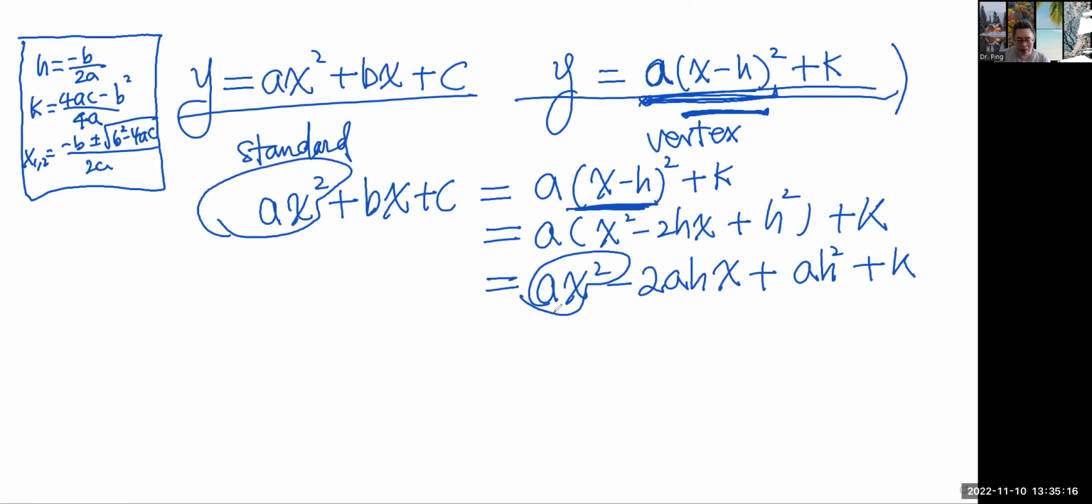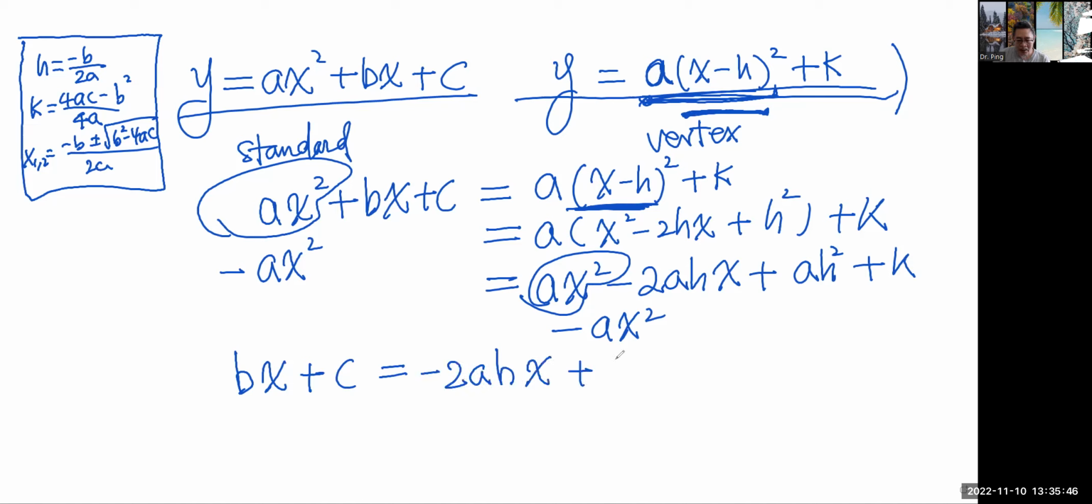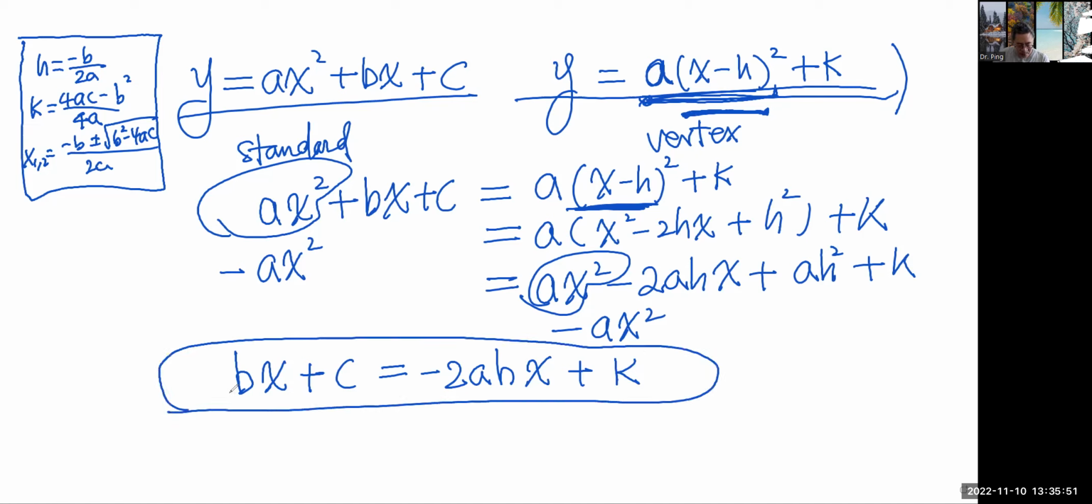So we can eliminate it by subtracting exactly the same thing on both sides. Remember, we're doing algebra. The essence of algebra is that if you do an operation on one side, you have to do exactly the same on the other side of the equation, and then the equation is still true. So now we end up with this: bx plus c equal to minus 2ahx plus ah squared plus k. And this is true no matter what the value of x. x could be any value, and this equation is true.